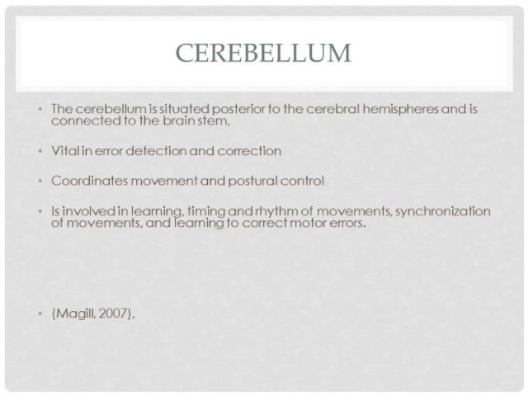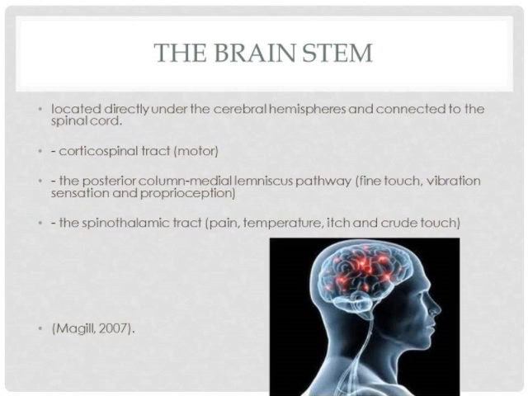The cerebellum is situated posterior to the cerebral hemispheres and is connected to the brainstem. In its role, the cerebellum functions in error detection and correction. It coordinates movements and postural control by comparing actual motor output with the intended movement and then adjusting the movement as necessary. It is involved in learning, timing, and rhythm of movements, synchronization of movements, and learning to correct motor errors. The brainstem is located directly under the cerebral hemispheres and connected to the spinal cord.